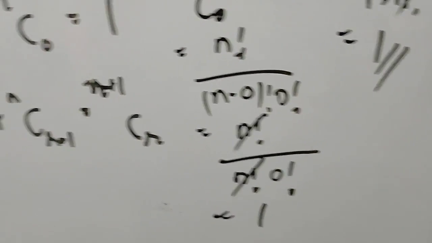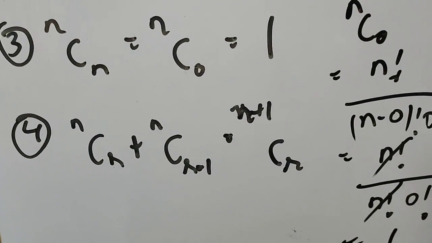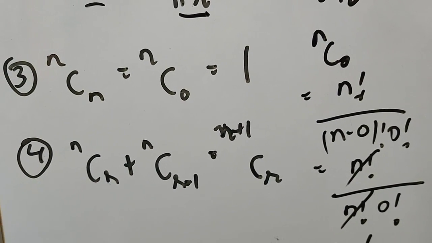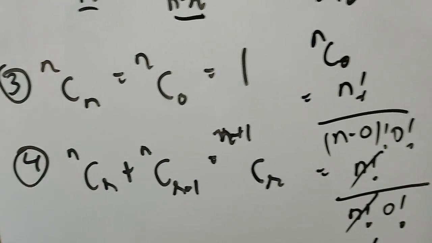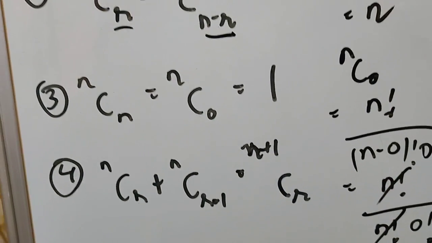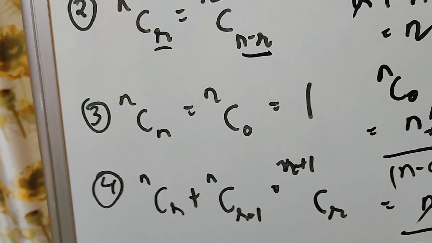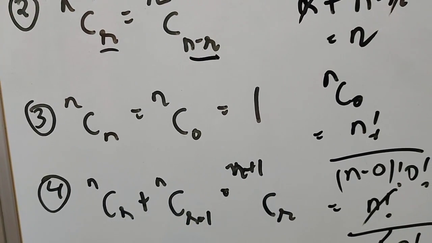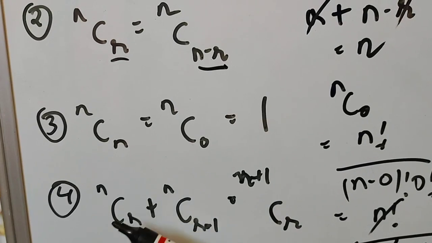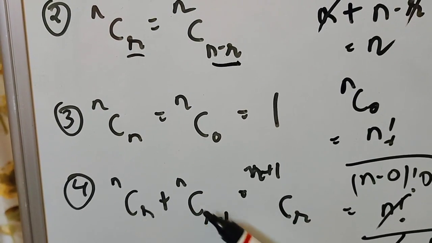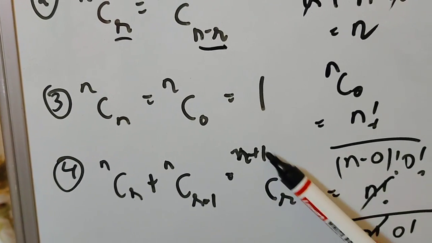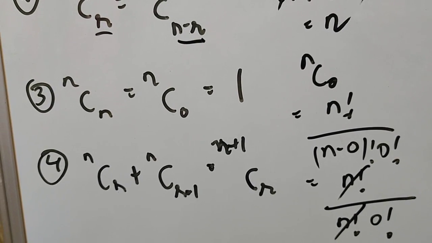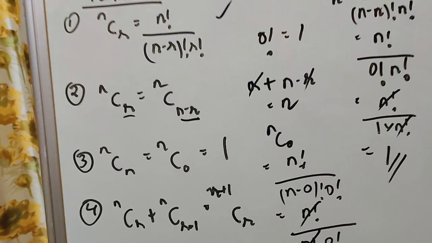Now next is nCr plus nC(r minus 1) equal to (n plus 1)Cr. This is your n plus 1. Similarly, if I ask you to prove this, first check the left hand side and apply the combination formula for both, solve, and you will get this to your right hand side. So I hope till here is clear.